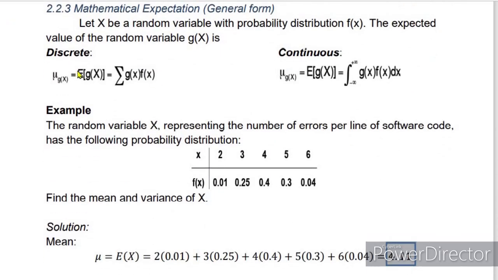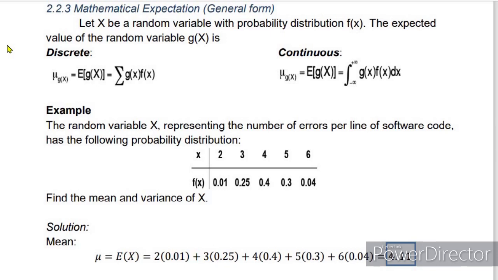Next, 2.2.3. Mathematical expectation, or the general form. Let x be a random variable again with probability distribution f of x. The expected value of a random variable g of x is, for discrete, mu sub g of x equal to the expected value of g of x, equal to the summation of g of x times f of x. While in continuous, mu sub g of x is equal to the expected value of g of x, equal to the definite integral of g of x times f of x dx from negative infinity to positive infinity.